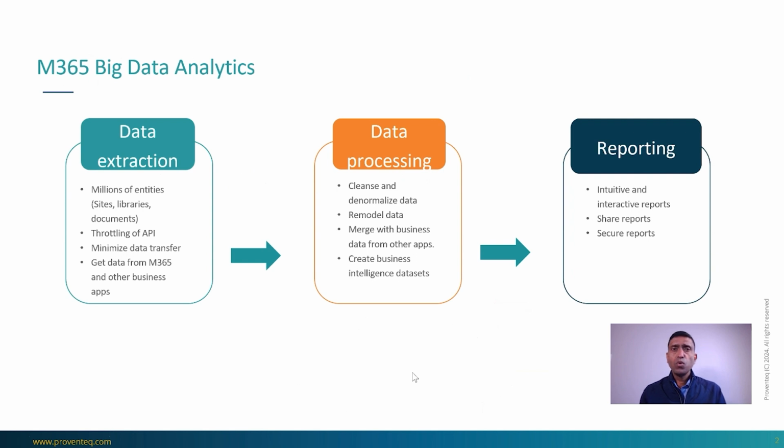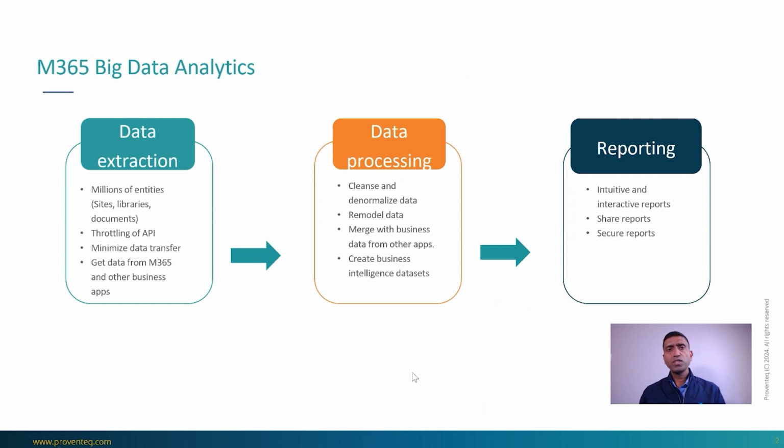The next is to minimize the data transfer. You don't need to be bringing the millions of items every time. So some way of working with delta is quite important. And in addition to that, you might have to bring data from other systems, maybe your other line of business systems, and then merge that with the M365 data to do further analytics.